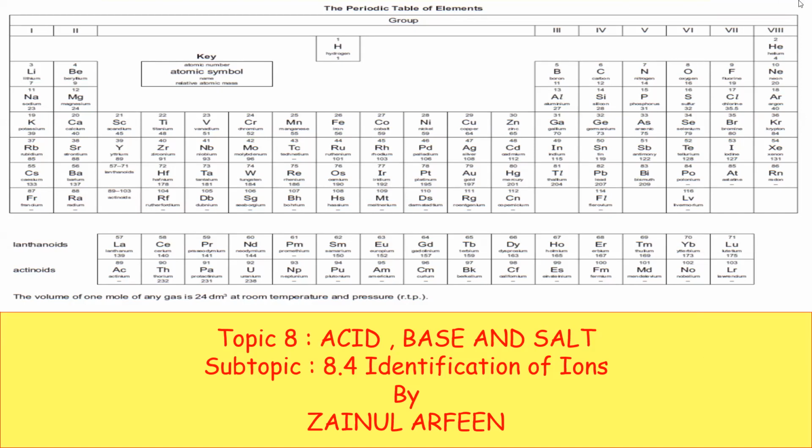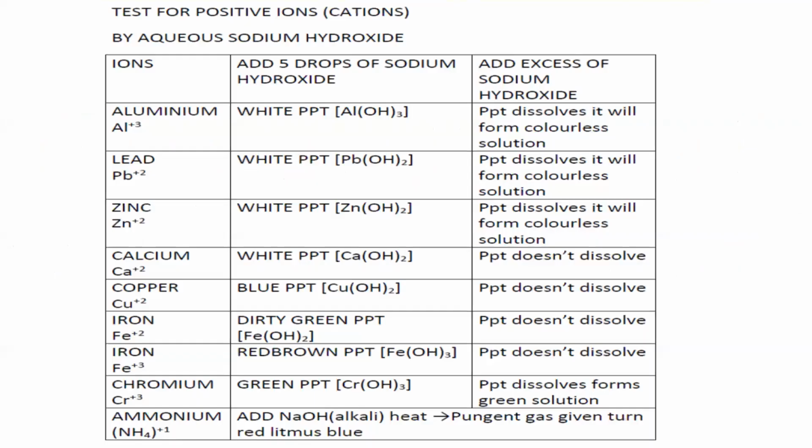So identification of the ions: how can we identify the ions? The first one is the test for the positive ions. Positive ions are known as cations. For example, if I want to test an aluminum ion, there are two ways we can test the positive ions. One is by adding sodium hydroxide. So if we add a few drops or 5 drops of sodium hydroxide to a salt containing aluminum ion, you will observe a white precipitate.